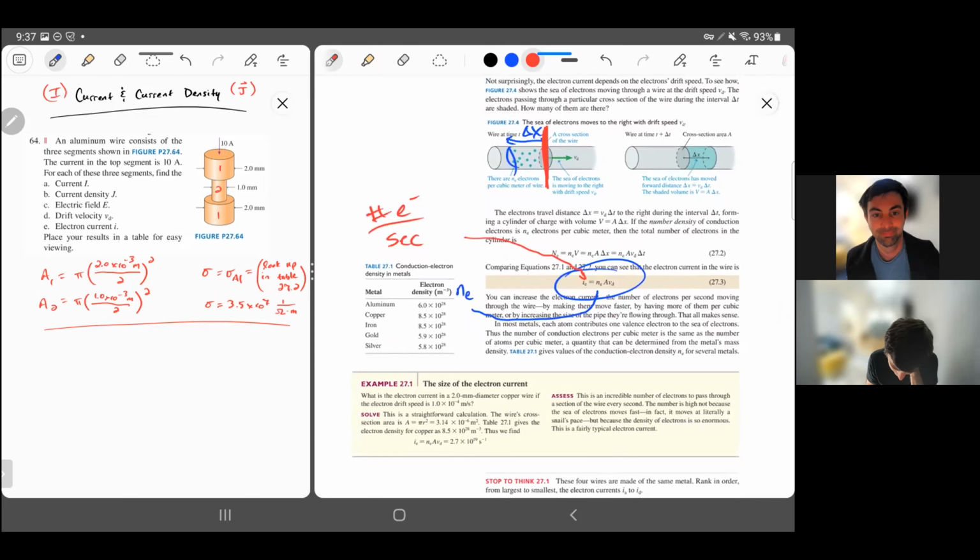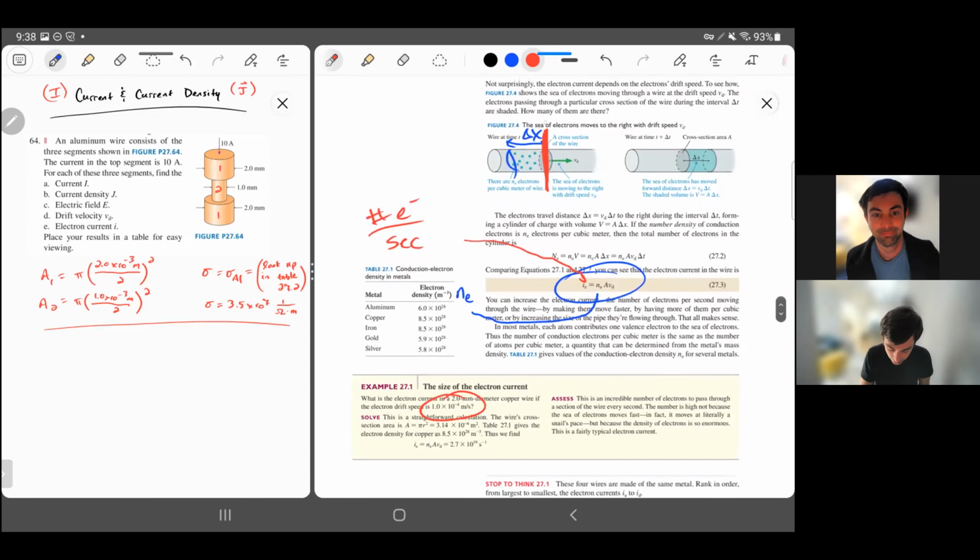So you'll notice, like in this problem, we have 1 times 10 to the minus 4 meters per second. Really, really small. So this is less than a millimeter per second. So they're zigging around like this, and they're very slowly just sort of drifting to one side. But there's so many of them that can still have an appreciable current that's going through any one cross section.